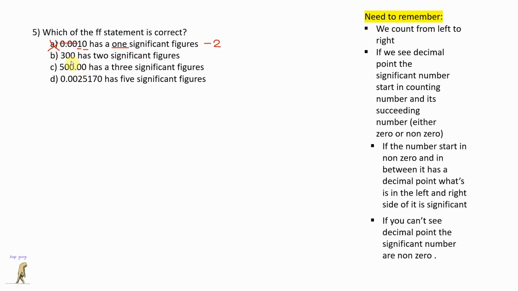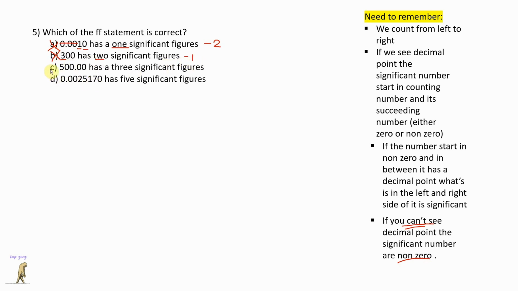Let's cross it out. Next, as we see here, we have some consideration also. If we see a decimal point, the significant numbers are non-zero alone. As we can see here, we don't have a decimal point, so the significant figures here is only 1, which is this. As it says, it has 2, so it is not right. Let's cross it out.